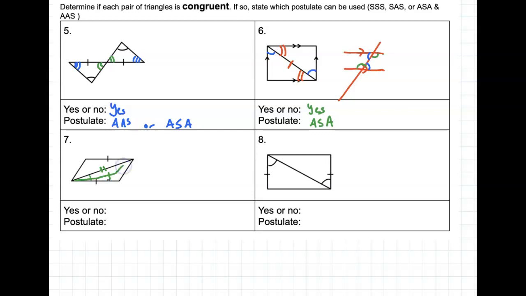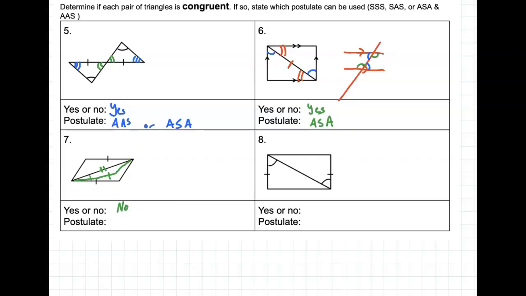And clearly they would not look congruent. So we only have two sides. We don't have any angles that are congruent here. So we're going to say no. There's no postulate to support that. We don't have side, side, side.